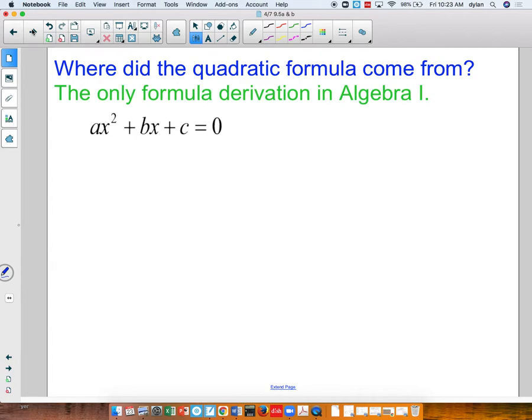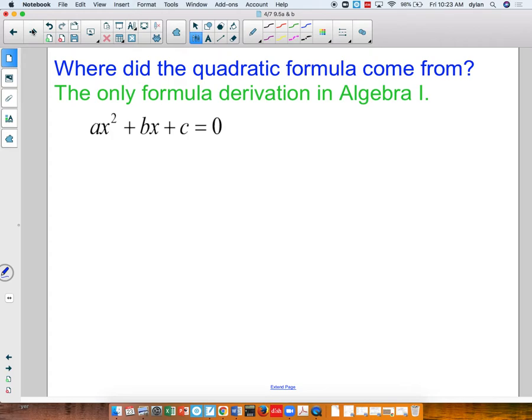I will tell you guys right now that what I'm about to show you will be the extra credit problem on our chapter test. So if you can follow this derivation and then reconstruct it on the chapter test, that will be the extra credit problem for the chapter 9 test.